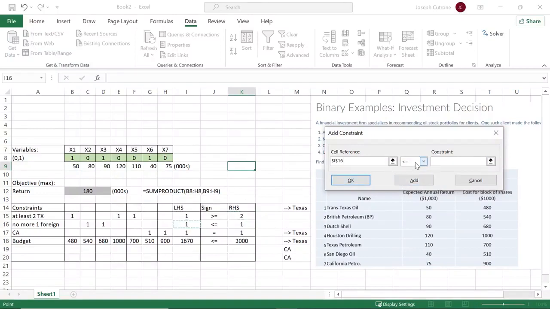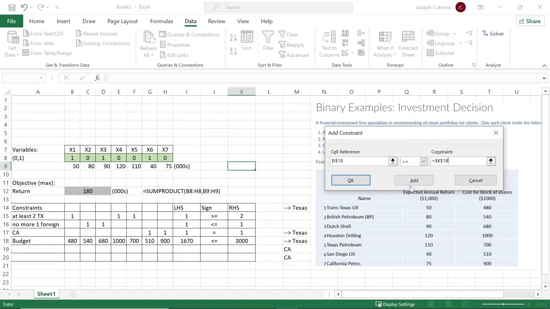My left-hand side is less than or equal to 1. Let's add another one. My California constraint is equal to 1. Use equal there. And then last but not least is my budget. So I want this number to be less than or equal to this number. Left-hand side less than or equal to the right-hand side. And now here's the new one. Now I was going to hit Solver and solve it, but let's just go right to it.